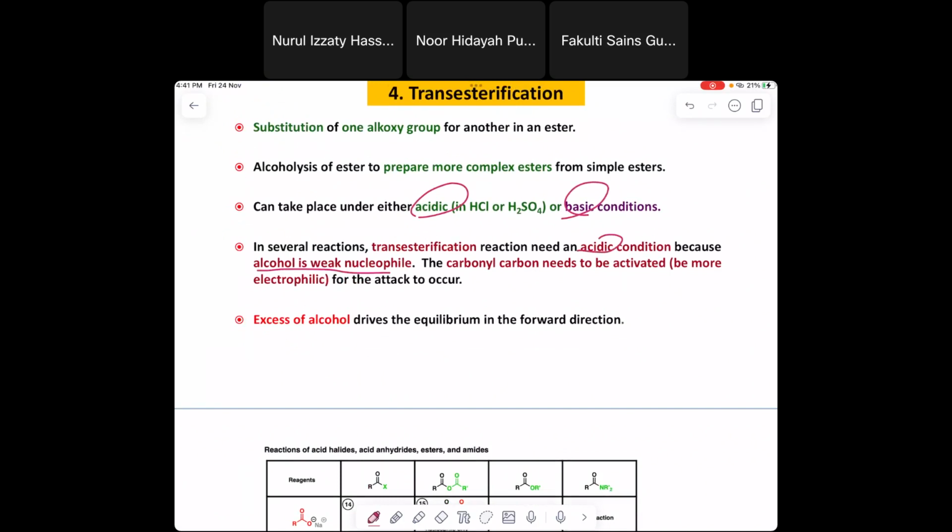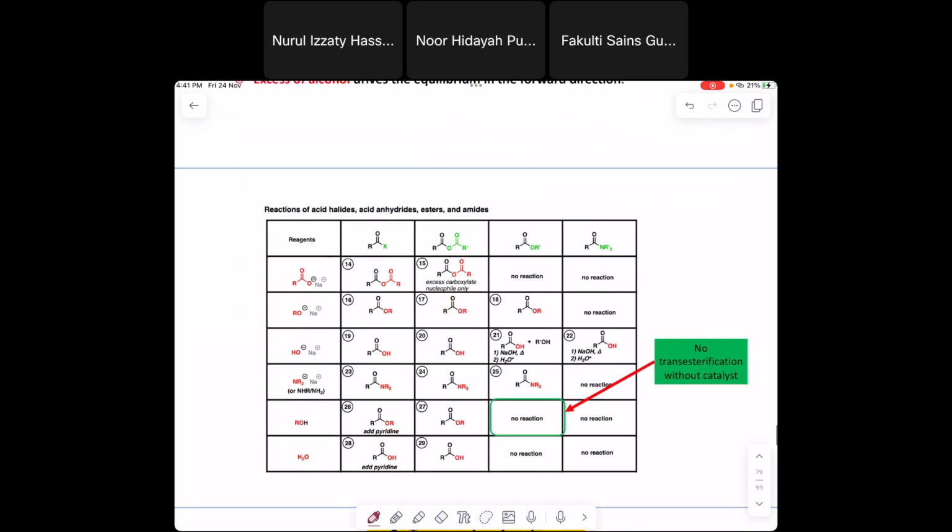So kita perlukan dulu, kita perlu activate kita punya acyl group or carbonyl group, so it becomes more electrophilic for the attack to occur. But in this case, kita perlu pastikan kita guna excess of alcohol to drive the equilibrium in the forward reaction. Tapi dalam ni dia tak ada mention.